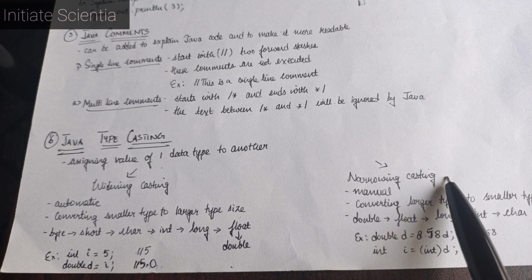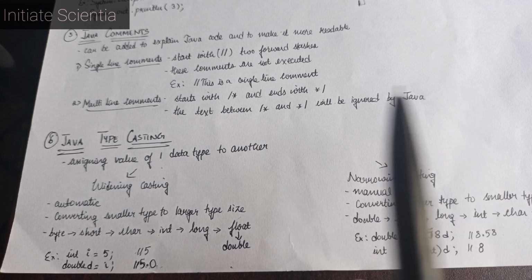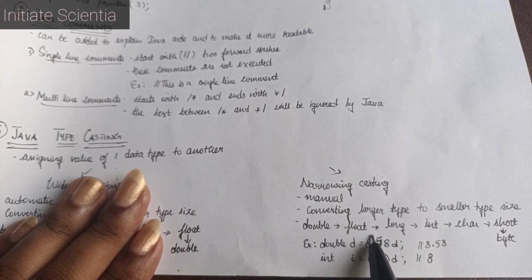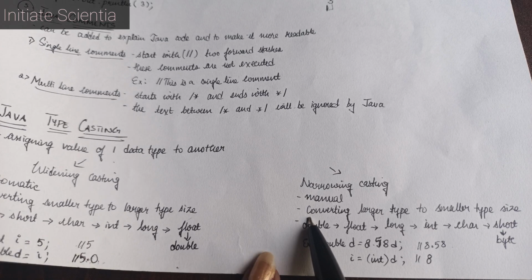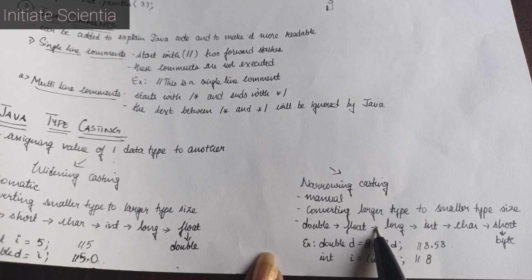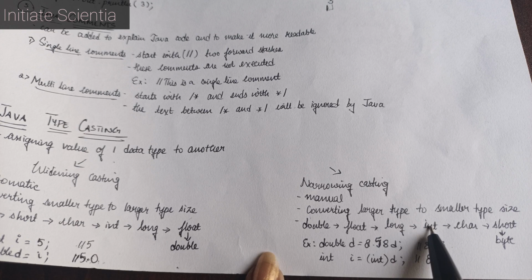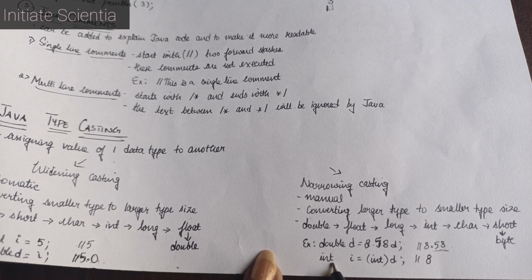Next is narrowing casting. This is done manually. It is used to convert a larger type to a smaller type size. That is the opposite of this. From double to float to long to int to char to short to byte. So double d = 8.58d. So we are having two decimal places after the number 8. When we convert it to int i, we have to mention int, this is done manually, and then put the value d. So here the decimal points would be removed and the value would be 8.